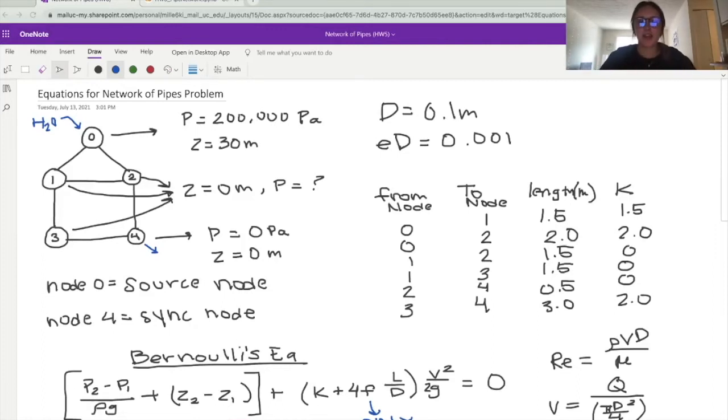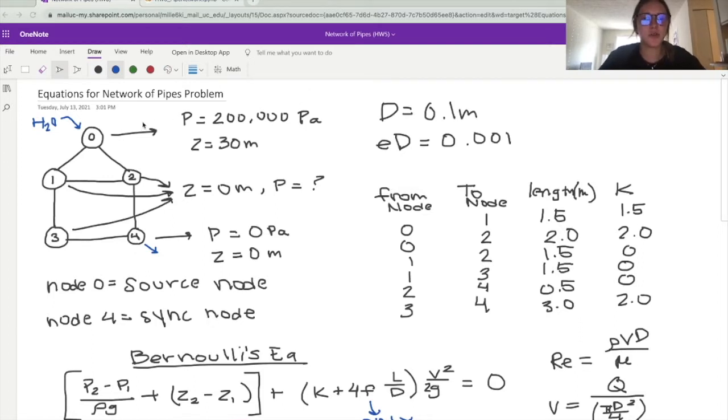Hi, this is Katie Miller, and today we are going to be talking about a problem that has to do with this network of pipes. So you can see we have different nodes, 0, 1, 2, 3, and 4, and we have water going through it. Node 0 is our source node, so that's where the water is going in, and the water is coming out at node 4, which is our sink node.